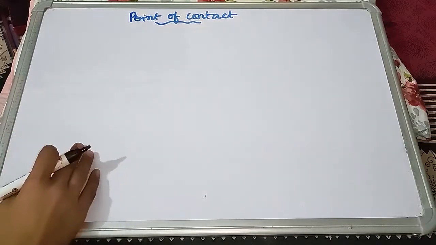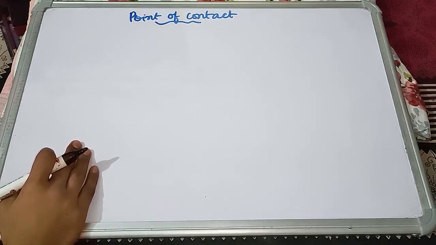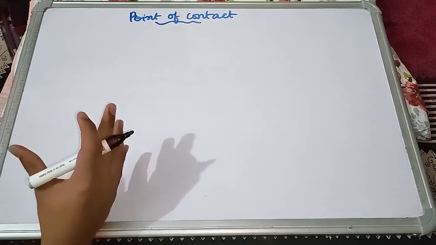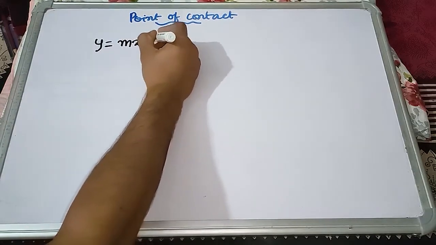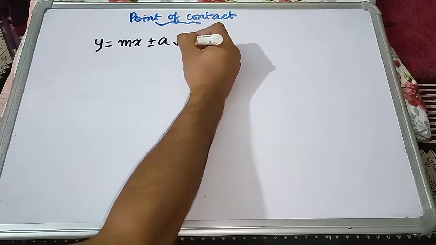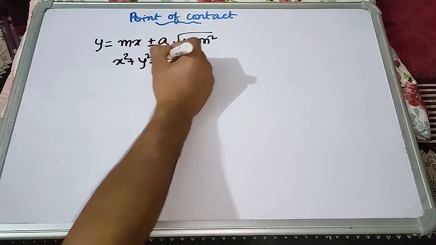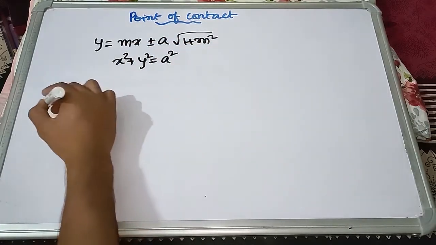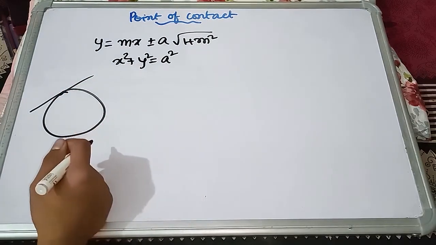Now let us look at another important aspect regarding tangents, which is a probable favorite sector for JEE question makers: finding the point of contact. The question will be something like this: you are given a tangent of the format y equals mx plus minus a into root over 1 plus m square, and the circle x square plus y square equals a square, and you need to find the point of contact, because if this is the circle and this is the tangent, there is certainly one point of contact that we need to find.